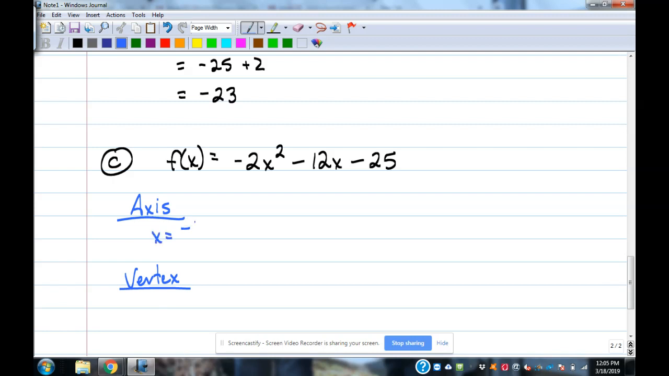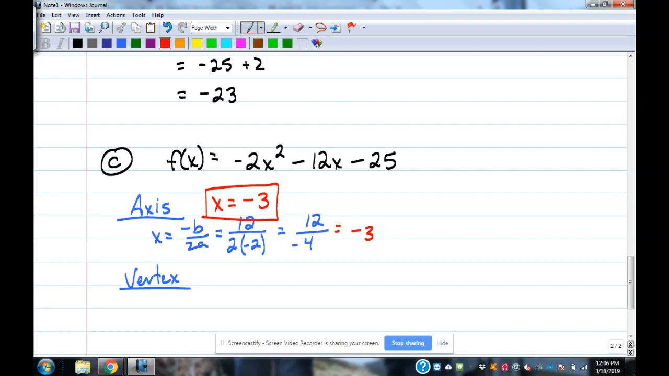Negative b over 2a is the formula. So commit that to memory. You've got to memorize that. Okay. So negative b would be what? B is negative 12, so we swap the sign, so it should be positive 12 over 2 times what? Negative 2. A is negative 2 in this case. 12 divided by 2 times negative 2. 2 times negative 2 would be negative 4. What's 12 divided by negative 4? Negative 3. So our axis of symmetry is x equals negative 3.